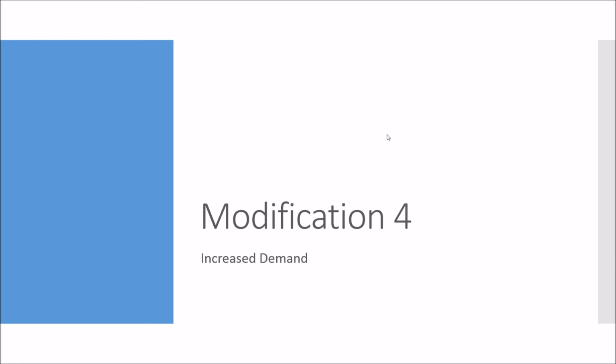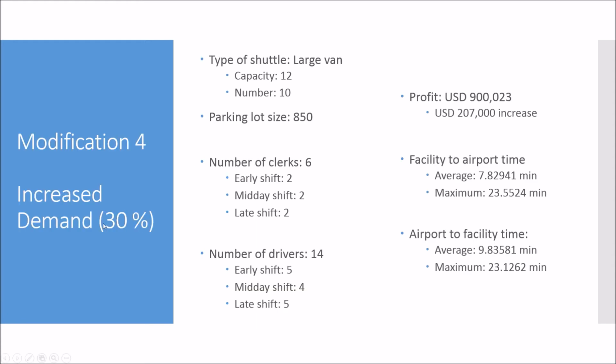Regarding the last modification, which is an increased demand for the service of 30%, what we found out was that the type of shuttle recommended changed to the large van. This van has a capacity of 12, and we need 10 of these vans in order to move the passengers from the airport to the facility and vice versa.